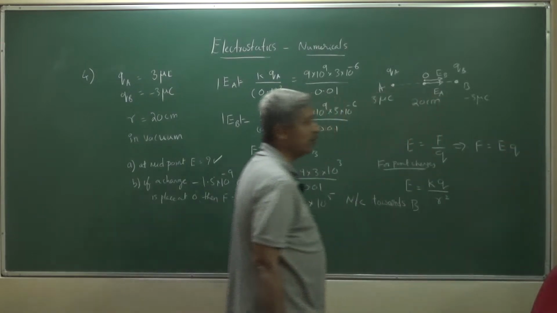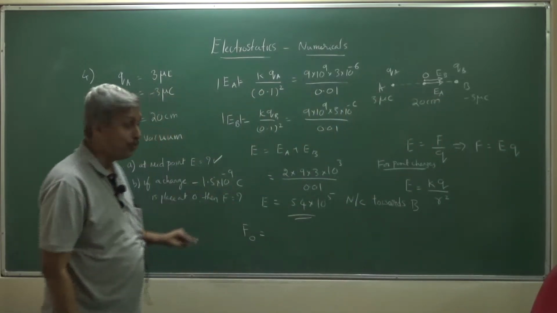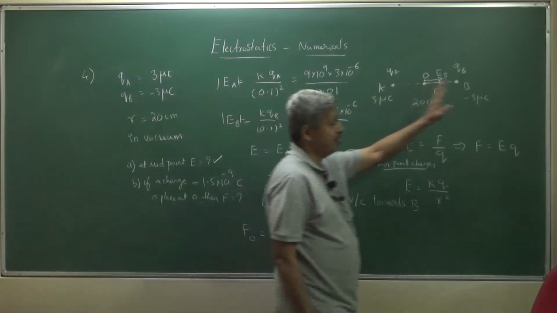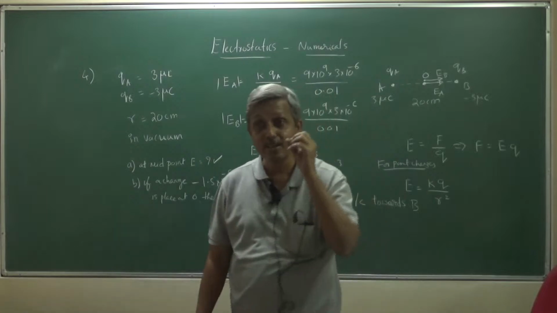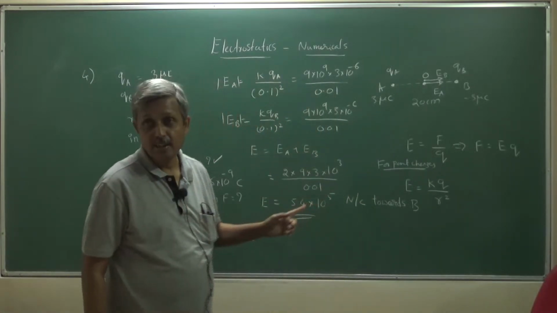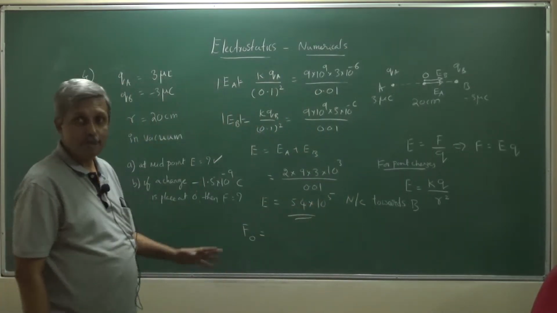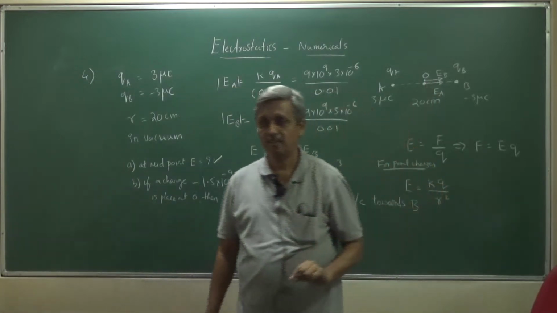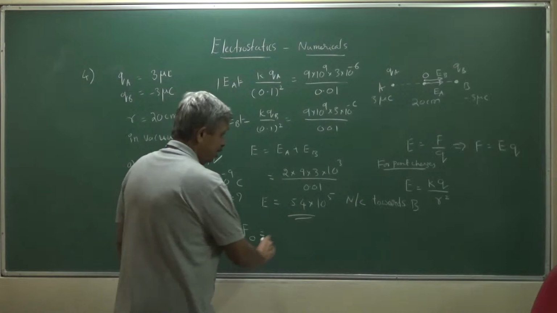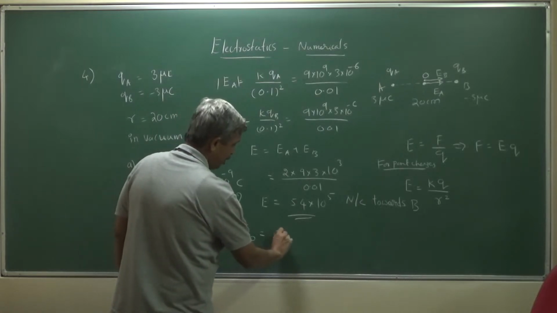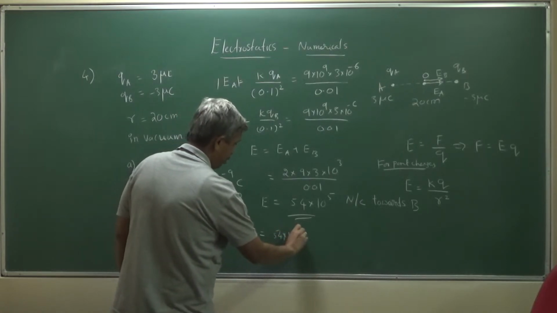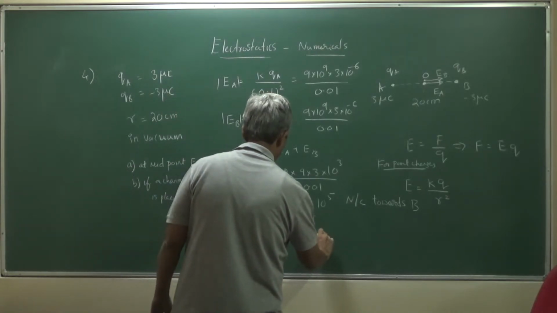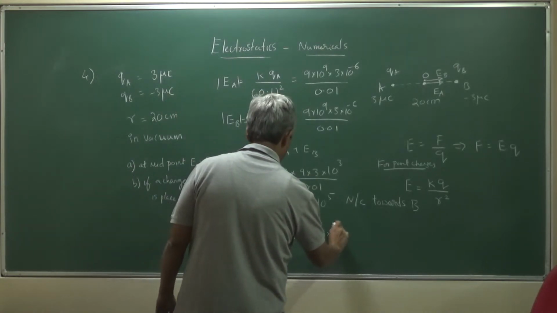We multiply by Q. Now we are using the new Q, the one that is kept here. We are not using these two Q's. These two Q's we have already used and calculated E. Now that we know E, to calculate the force we use the Q that is kept. So that is basically E into Q, which is 54 into 10 power 5 into 1.5 into 10 power minus 9.